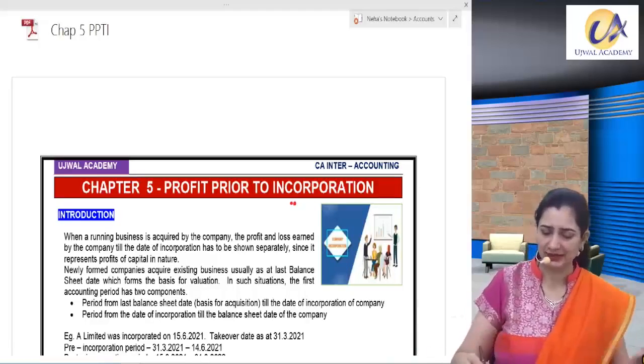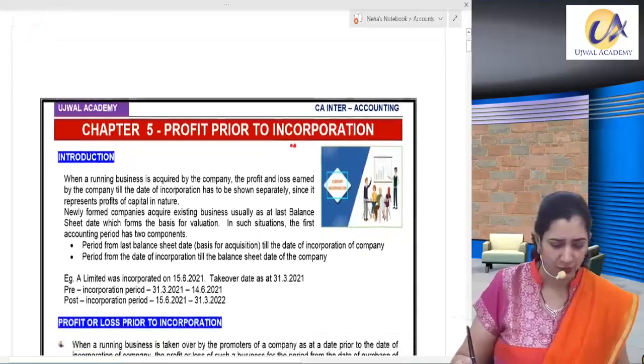So today we'll be starting with our easy chapter. क्योंकि first day है, तो I don't want to start with a very difficult chapter. Slowly जैसे comfortable हो जाएंगे, we'll go to the difficult chapters. ओके, तो आज बहुत ही सिंपल चैप्टर, which is called Chapter number 5, Profit Prior to Incorporation. ठीक है, तो ये चैप्टर नंबर 5 we are starting with today.